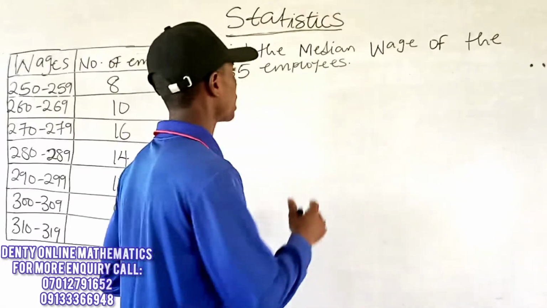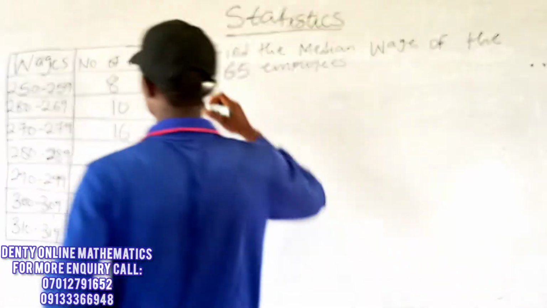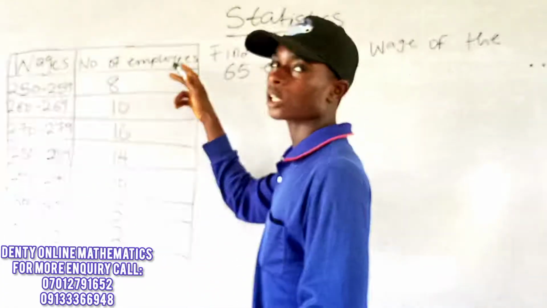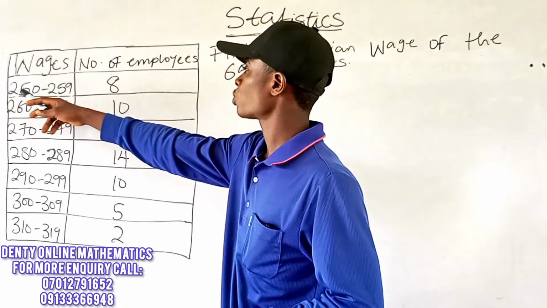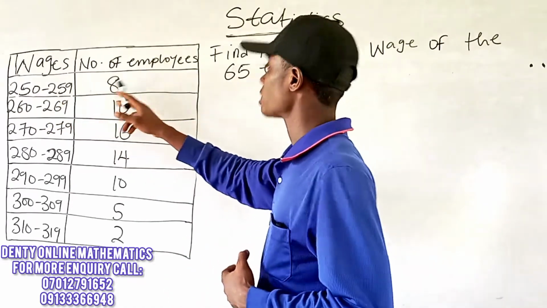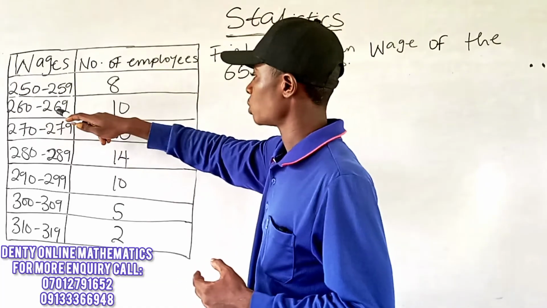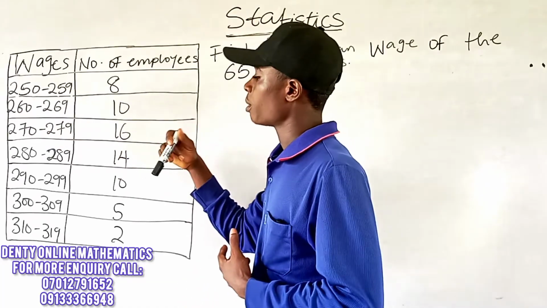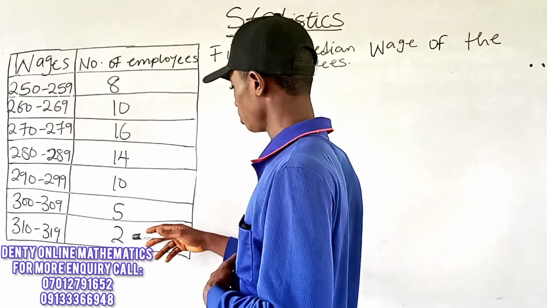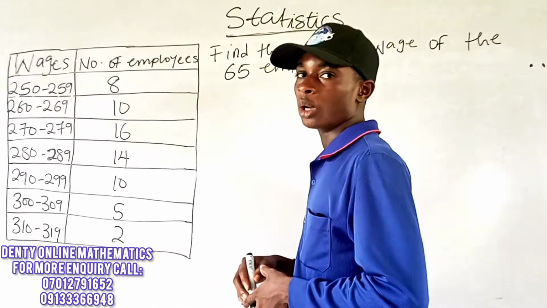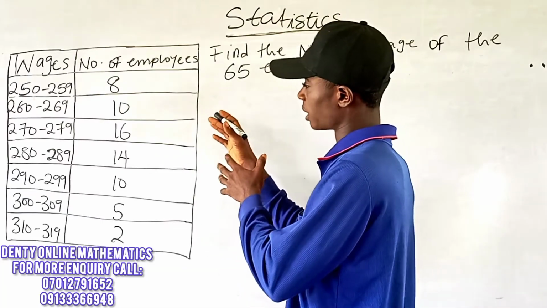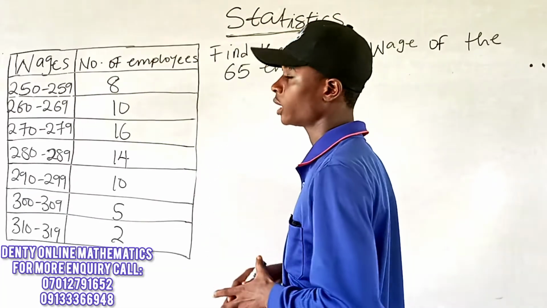Now in this video, let's look at what we have here on the board. We have this column here for wages, and we have another column for number of employees. The people that earn from 250 to 259 are 80 in number. People that earn from 260 to 269 are 10 in number. People that earn up to 310 to 319 are 2 in number. You get? Now this particular table is called a group table.